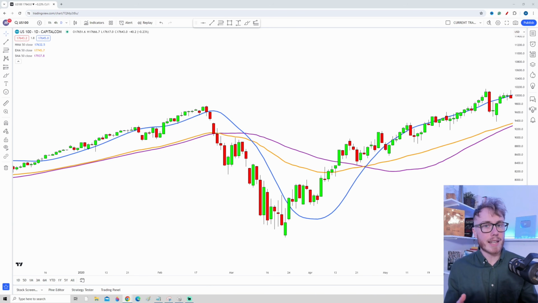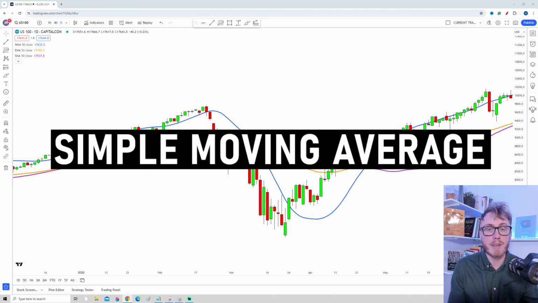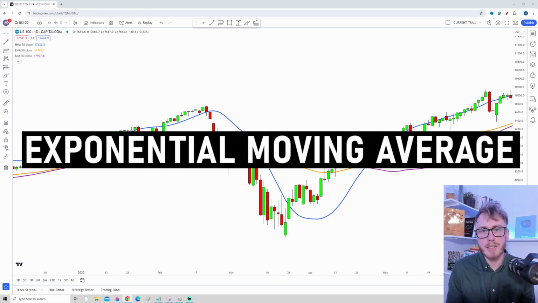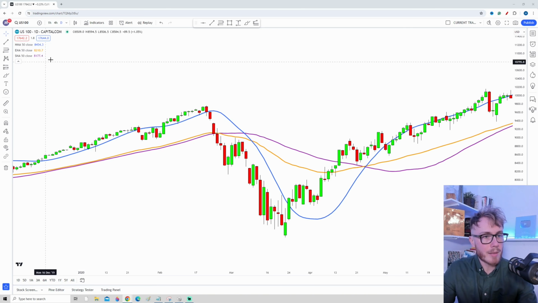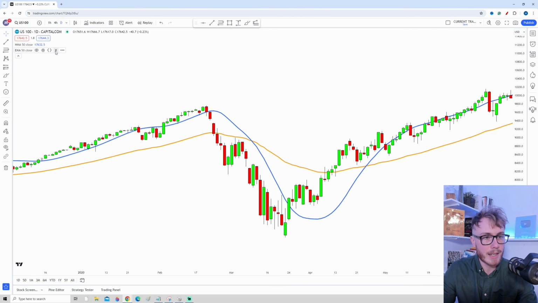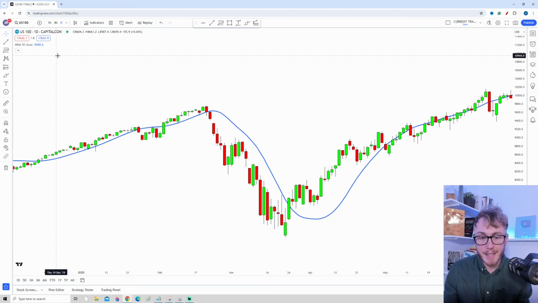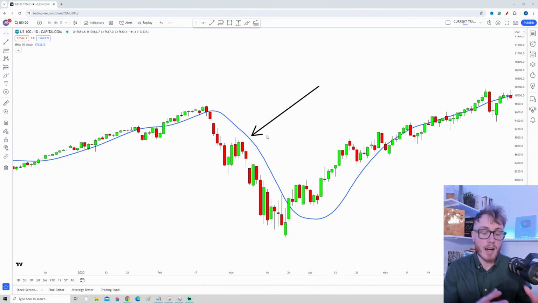The ALMA indicator, I would say, is more similar to the HMA compared to, for example, the simple moving average or the exponential moving average, but it uses a different approach and it also has some different settings. So to show you the ALMA, the first thing I want to do is cross out the SMA and cross out the EMA. But I actually want to keep the Hull moving average so we can compare it with the ALMA.